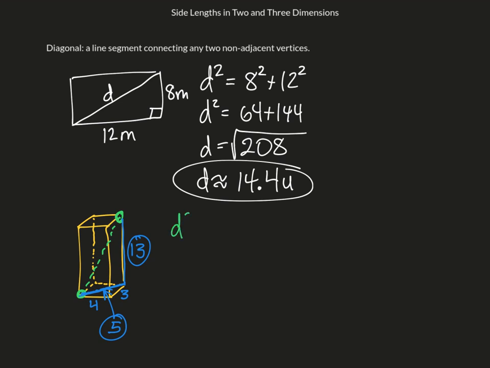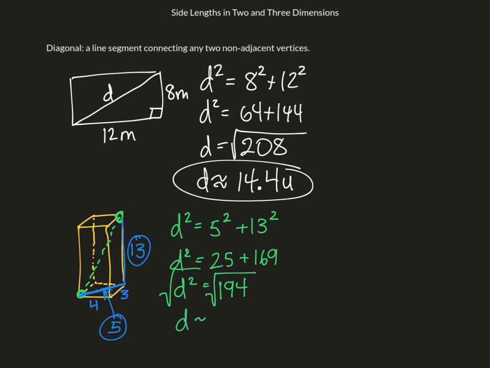So again, d squared equals 5 squared plus 13 squared. So 25 plus 169, 194. And again, I know that's really close to 14 because that's 196. So square root both sides, and d is approximately 13.9 units. And that's the three-dimensional diagonal. So let's do another one, give you a chance on this one.